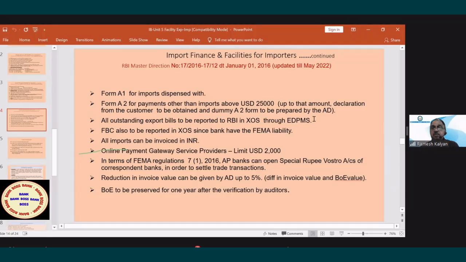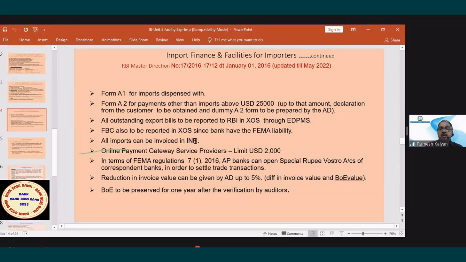One is credit responsibility, credit risk. Another is FEMA responsibility, FEMA risk. Even in a discounted bill, we have both responsibilities, both the FEMA and the credit risk. For a collection bill, you don't have any credit risk. You are not parting with any amount. But still you have that FEMA liability. You are responsible for repatriation of the proceeds. So you have to report in the XOS if the collection bill is outstanding beyond the due date. FBC, I told you, XOS we have to report.